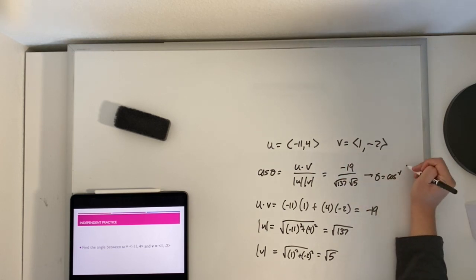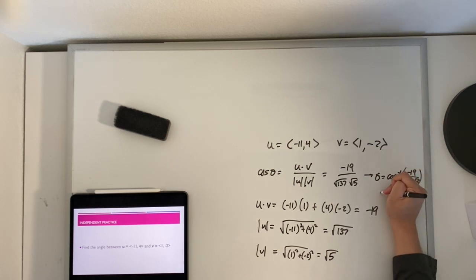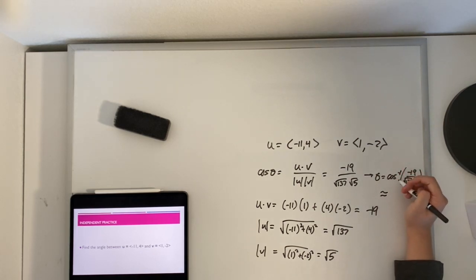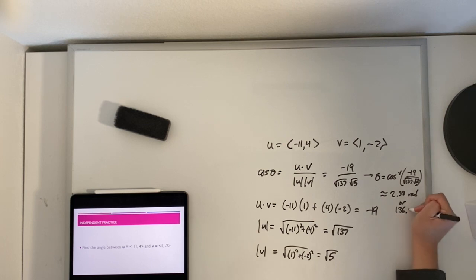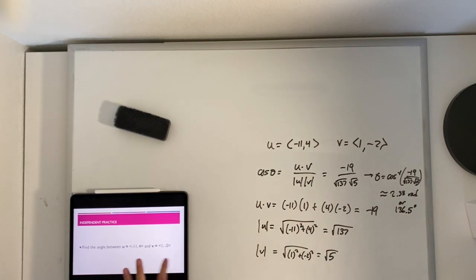And we take the inverse cosine since we're solving for that inside angle. Be very careful when you plug all of this in. And we get theta is approximately 2.38 radians, or 136.5 degrees. All right. That really is all that I have for you in this section.